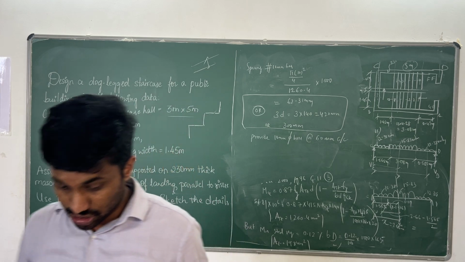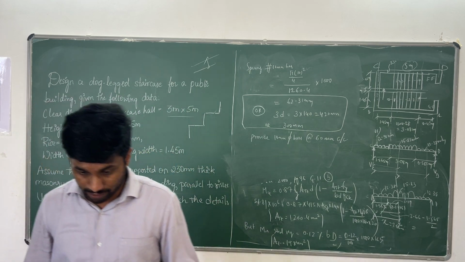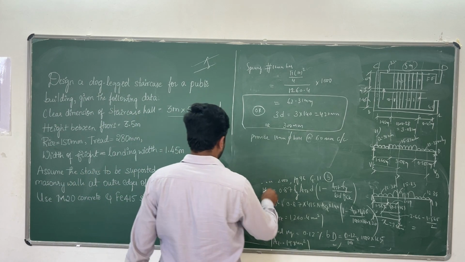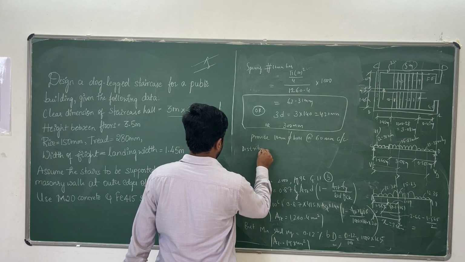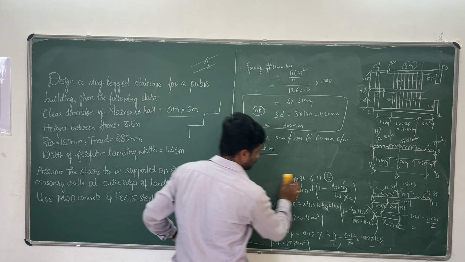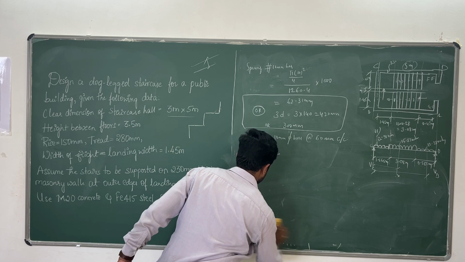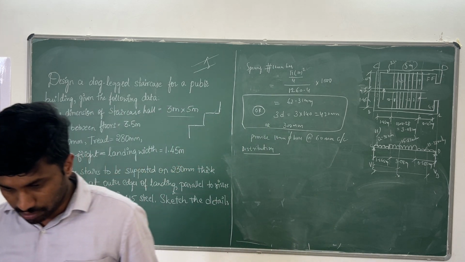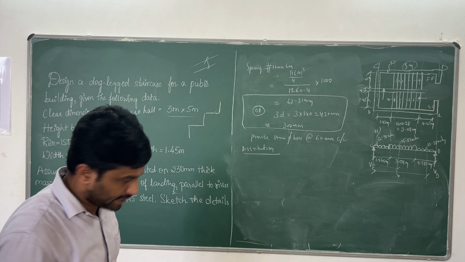Clear? Next, distribution. See, I got the dia and spacing. Now I want to distribute, right? So next step, distribution. How to distribute? For this, once again, what is the minimum steel reinforcement? 0.12% of gross area.